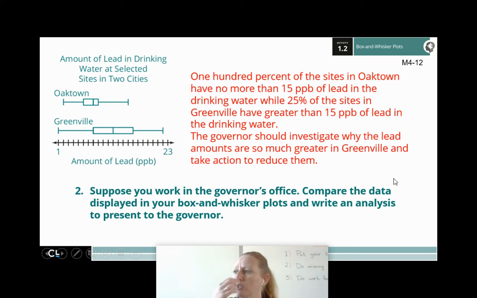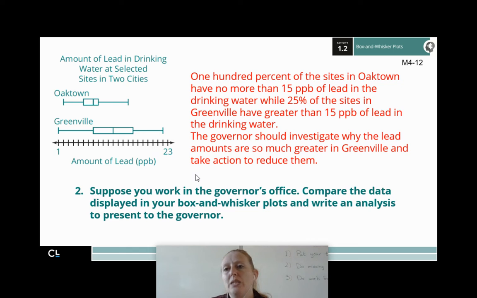So the governor should probably investigate why the lead amounts are so much greater in Greenville and take action to reduce them. Why are things okay in Oaktown, but they're not okay in Greenville? What's going on? That's what the governor should be investigating, right? What's happening and what actions need to be taken to fix that problem? Because everybody should have clean drinking water, right?